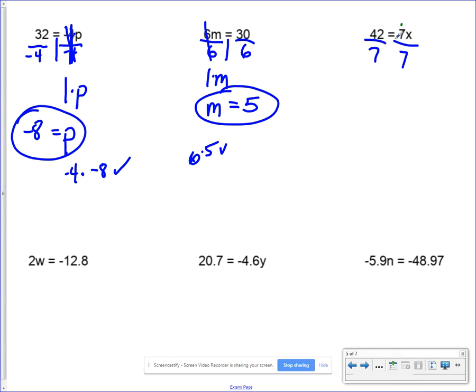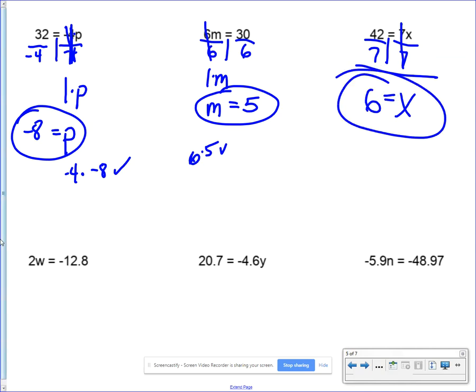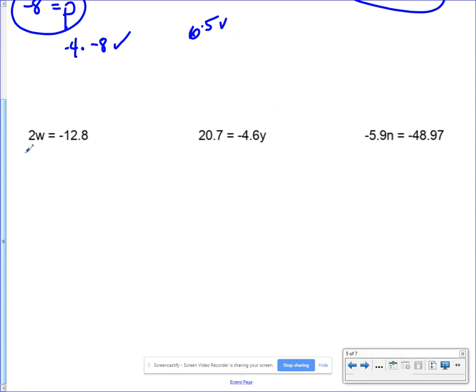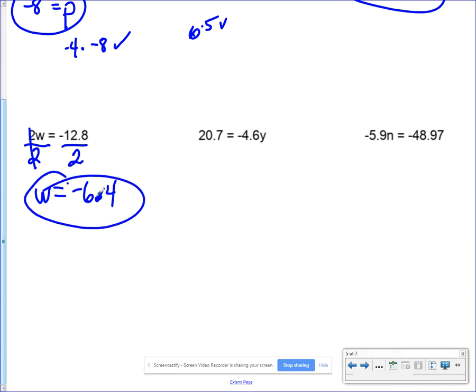Some of these are going to go super fast, okay? 7 divided by 7 is 1. 1 times x is x. Decimals, no problem. 2 divided by 2 is 1. 1 times w is just w. Go ahead and divide this by 2 and you should get negative 6 and 4/10. That's a decimal. Sorry, my tablet is going wonky on me today.